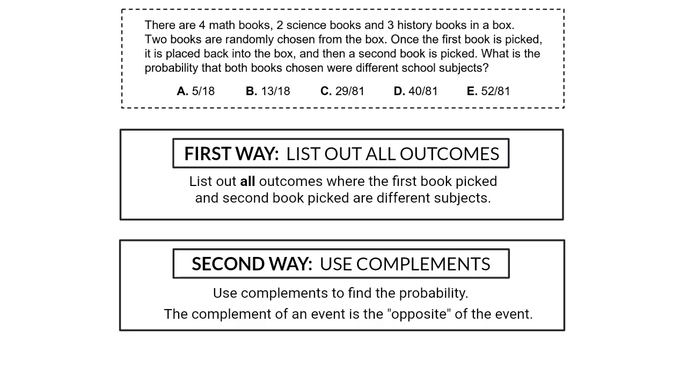To solve this ACT math problem, there are actually 2 ways to solve it, and we'll solve it both ways. The first way is just to list out all the outcomes where the first book and the second book picked are different subjects. The second way to solve it is to use complements, or the opposite of the event, and we'll cover that later.